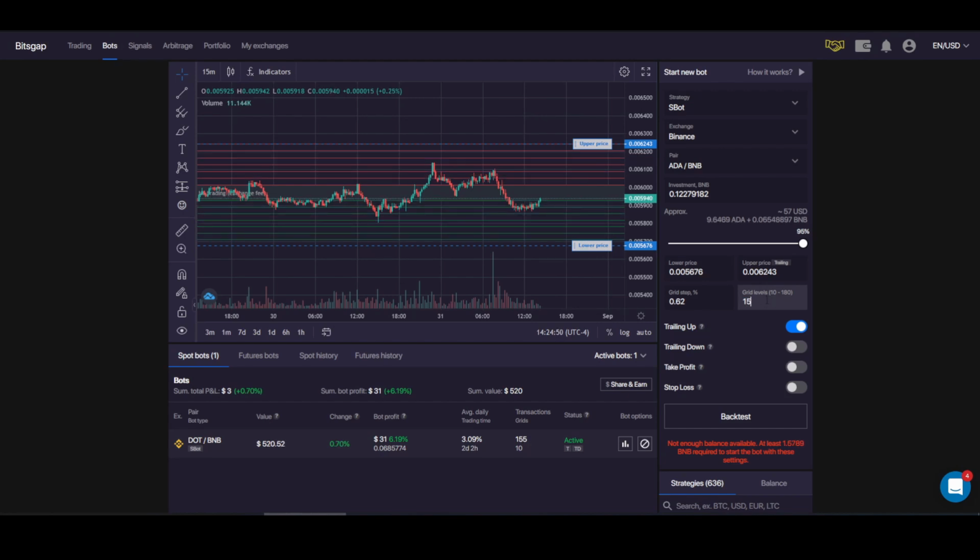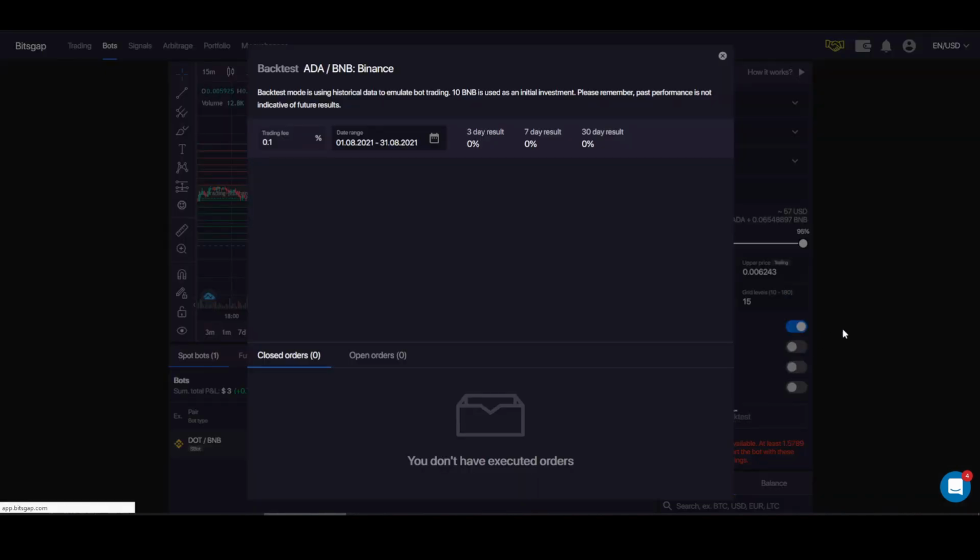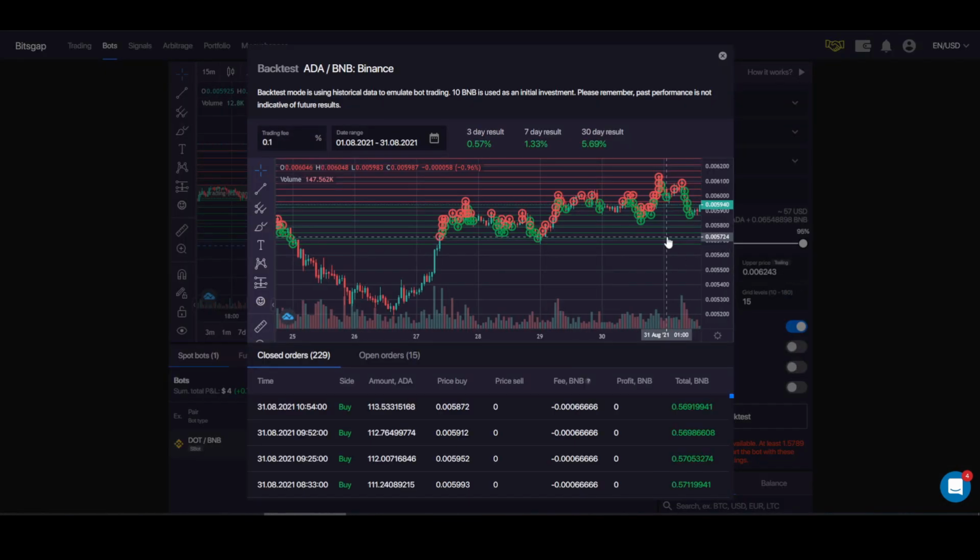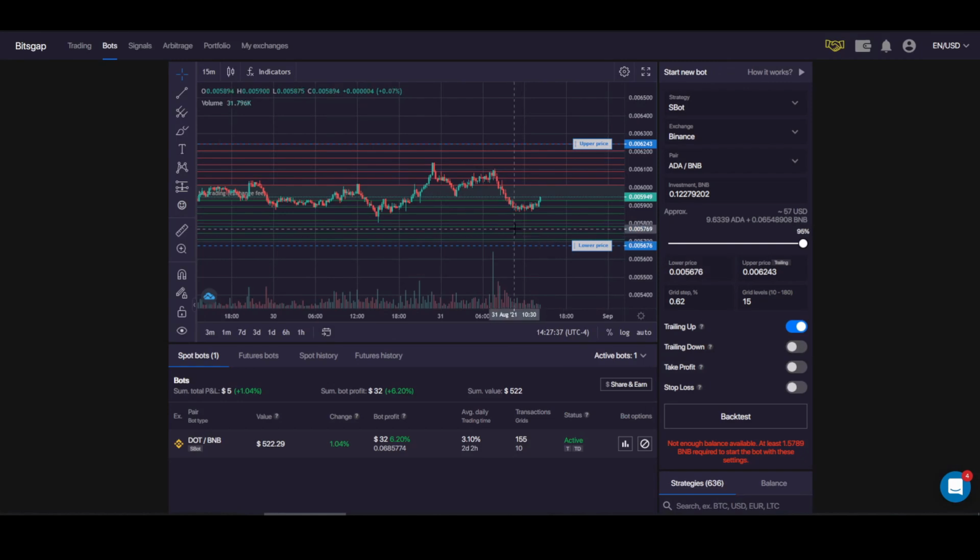or you can increase your grid right here. So if I do a backtest, I can have an idea how it was performing in the past. That will represent 0.57% for the last 3 days, 1.33% for 7 days, and 5.69% for 30 days. Backtest is just in the past. It doesn't necessarily represent what it will perform in the future. It's just to give you a small idea.